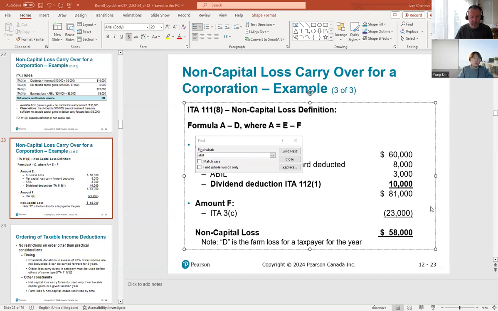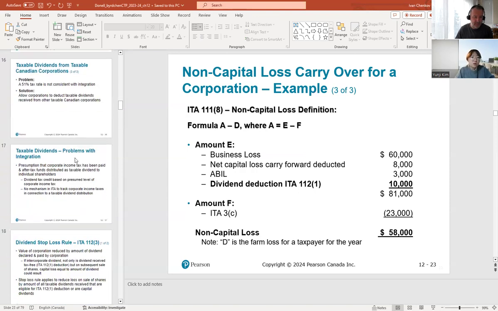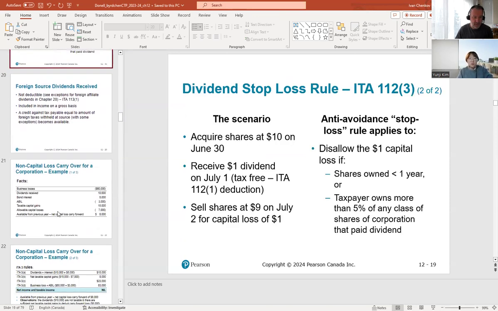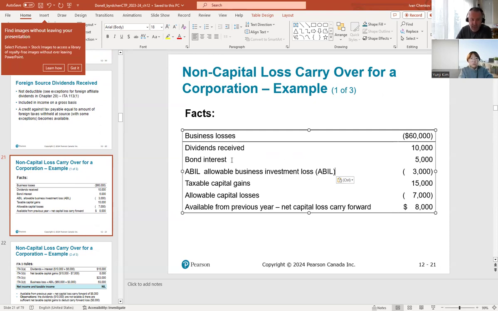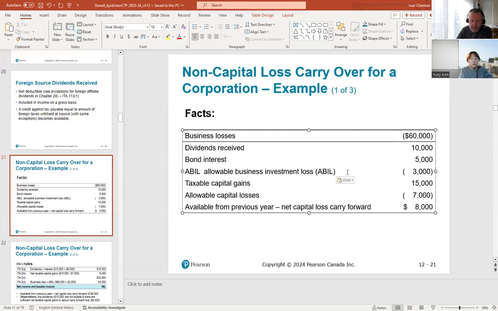Okay. Can you hear me? Yeah. Okay. Net income and taxable income. So let's put it here and plug in the allowable business investment loss. So we have the bond interest, allowable business investment loss. Then we have the taxable capital gain, allowable capital losses, and available from the previous year's net capital loss carry forwards will be $8,000.